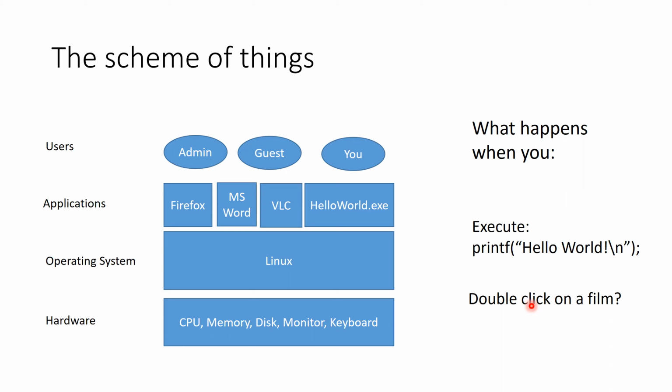I hope you guys gave some thought to it and came up with some steps. Most of them will be similar, slightly different, but mostly similar steps that happen from clicking on a film icon to the film being played on the screen. So if I were to answer this question, I would say that I double click on the mouse.